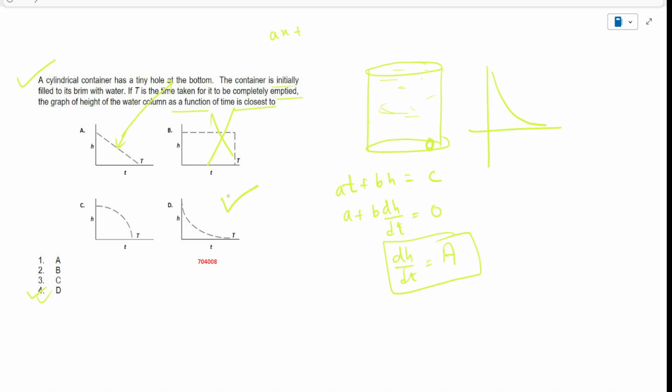In that type of case, dh/dt is always a variable. The accurate formula comes from Torricelli's formula. This dh/dt varies with root under h. But you don't need to go like that. This is not hardcore physics. So dh/dt varies with a variable which depends on the height. Dependent on height means dh/dt is not constant, it's a variable. So that's why this is a quadratic graph.